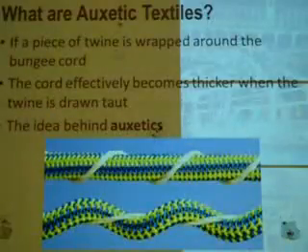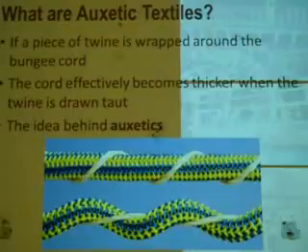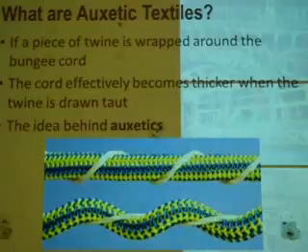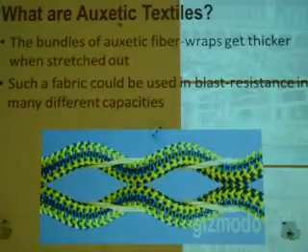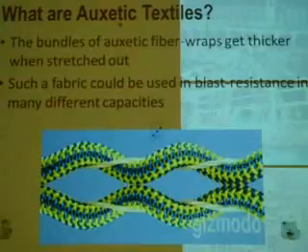And if a piece of twine or some hard material is wrapped around the bungee cord, the cord effectively becomes thicker when the twine is drawn taut. That is actually the idea behind auxetic. The bundles of auxetic fiber wrap get thicker when stretched out. Such a fabric could be used in blast-resistant purposes and in many different capacities.